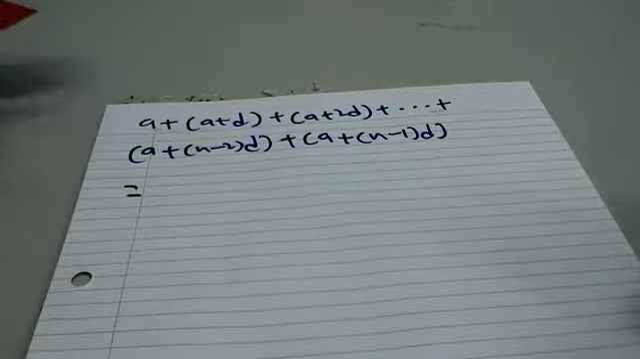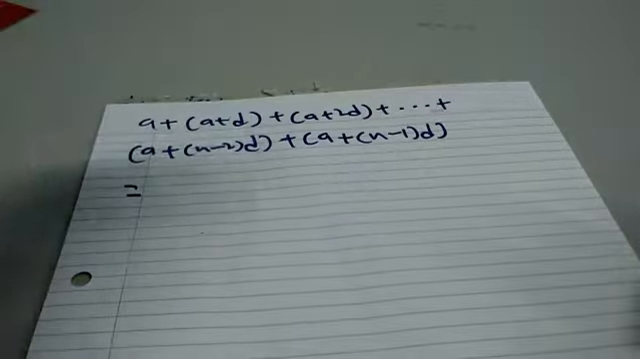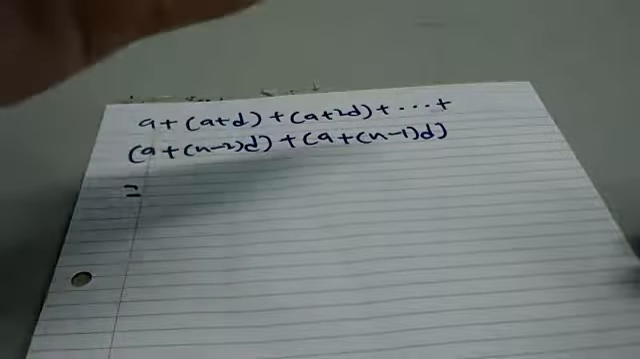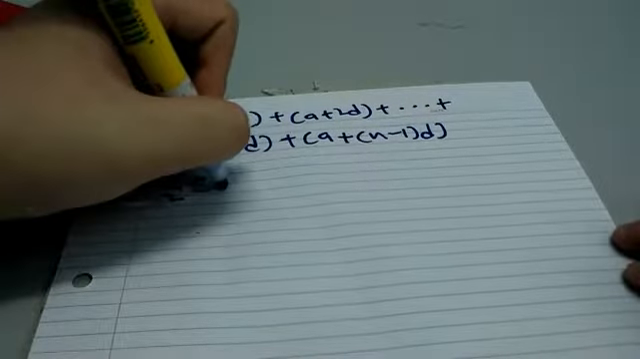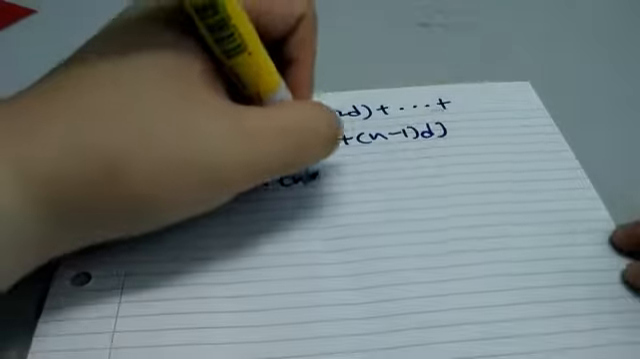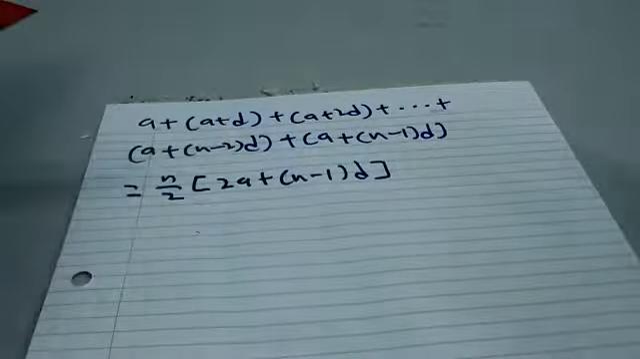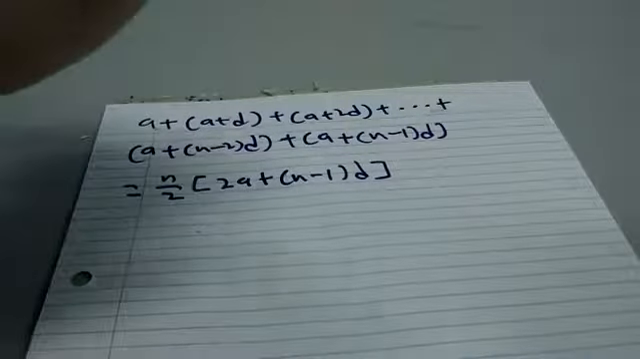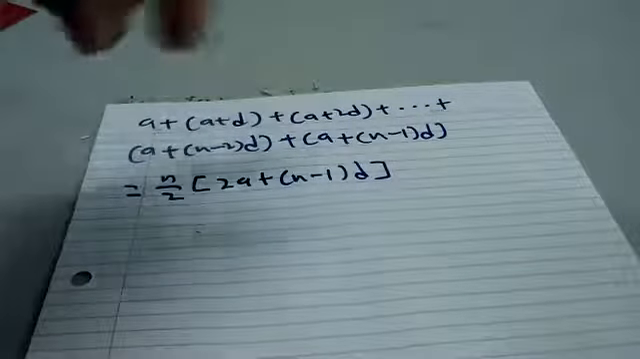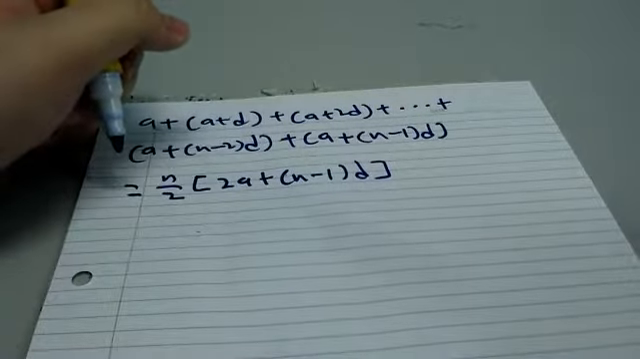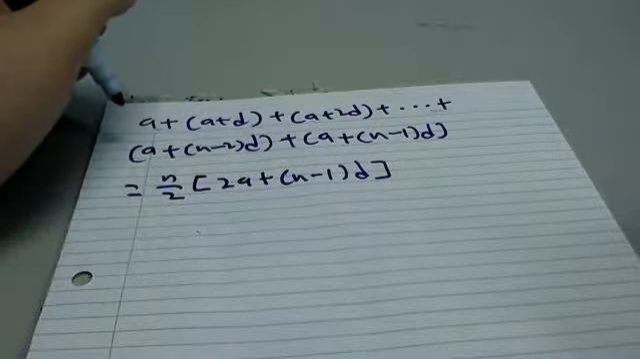Today I am going to prove the first n term formula for arithmetic progression. The formula is S_n = n/2 times (2a + (n - 1)d), where a is the first term of the arithmetic progression, d is the common difference, and n represents the first n terms, where n must be a positive integer.